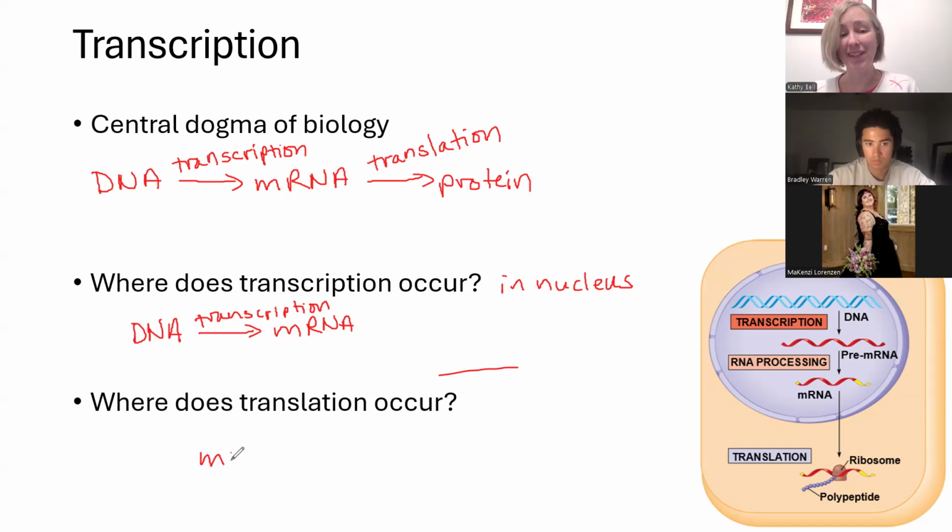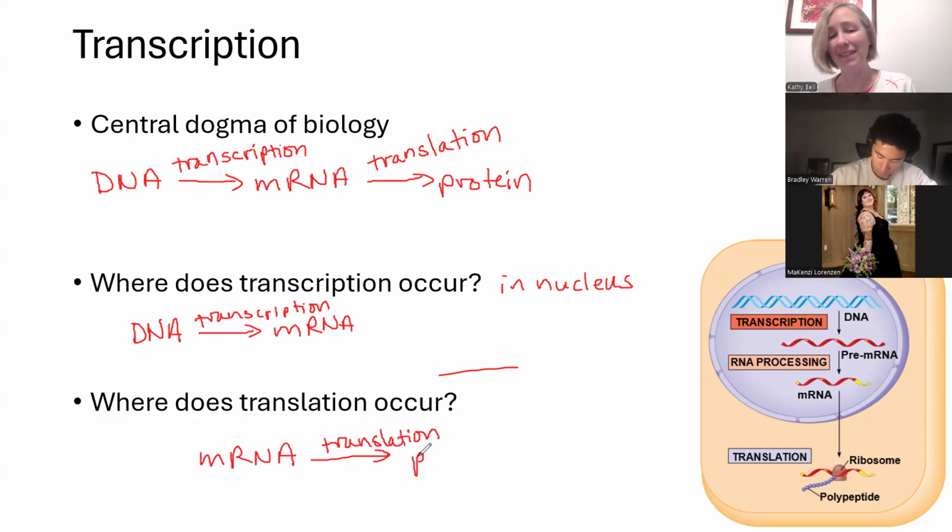And then translation is when we're going to take the messenger RNA and translate the code and make the protein. And where are we going to do that in the cell? The cytoplasm, because that's where the ribosomes are located. The ribosomes are little protein-making machines and they're going to be doing the translation, right?